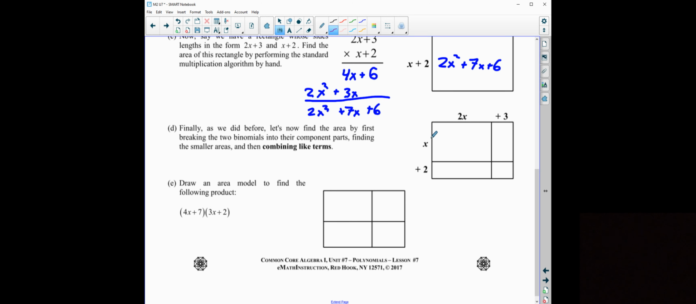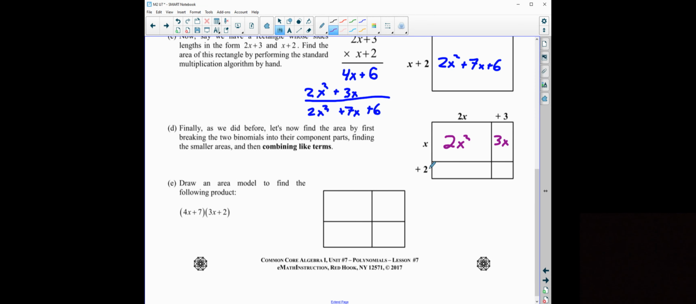So I'm trying to find the area of this biggest rectangle in the top left. The dimensions are x and 2x. What is x times 2x? We all know that that is 2x squared. The area of this rectangle is 3, and the height is x. That's coming right off of there, right? That height matches, that's x. 3 times x is 3x.